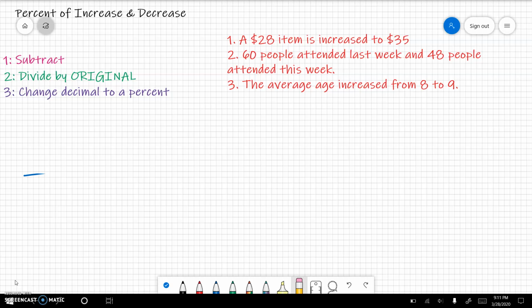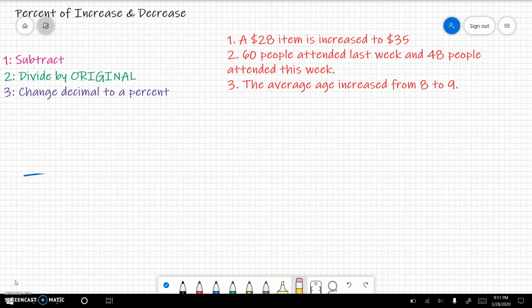As you can see on the left side of the screen, there's going to be 3 steps. First, you're going to subtract, then you're going to divide, and then you're going to change the decimal to a percent. And it doesn't matter if it's a decreasing question or an increasing question, you do the same steps either way. So in red, I have 3 example questions that we're going to look at today.